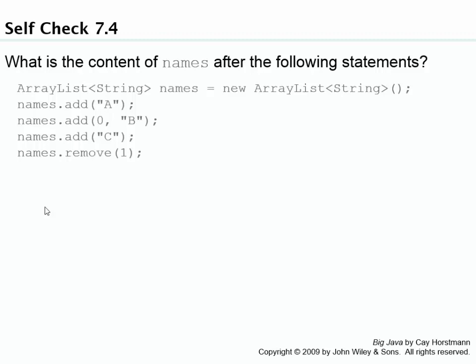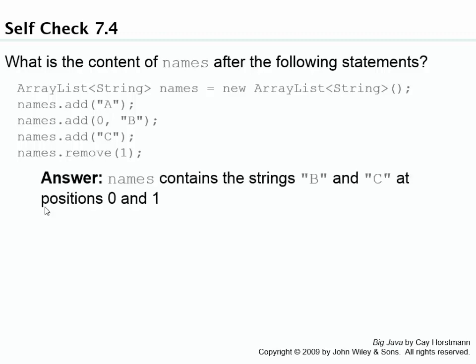Okay, so here's our example. We have a list of names, an ArrayList of names. We add A, then we add B at position 0 or index 0, so that would make it BA, I'm guessing, and then you add C, so that gets added to the end, BAC. And then you remove the first one, which is actually the second one. So you get B and C. Let's see if that's what we got. Yeah. Names contains the strings B and C at position 0 and 1.